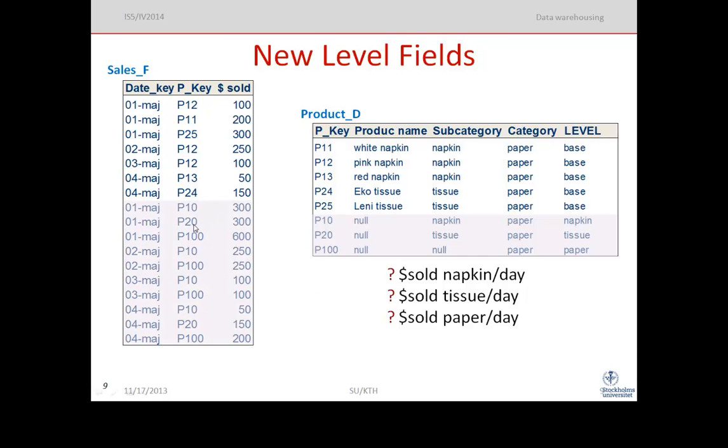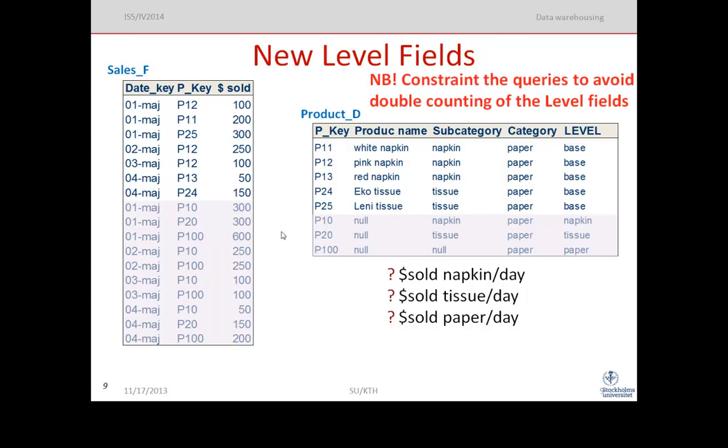Here you can see the added rows in the fact table and the added rows in the product dimension. But nota bene, constrain the queries to avoid double counting of the level fields. If we're not careful, and ask how much we have sold on the 1st of May, we can see we have sold 600, but if we don't watch out, we will see 600, then 300 there, so 900, 1200, and 600 there as well. So $1,800 it would show us if we don't add a constraint that says only look at base level.